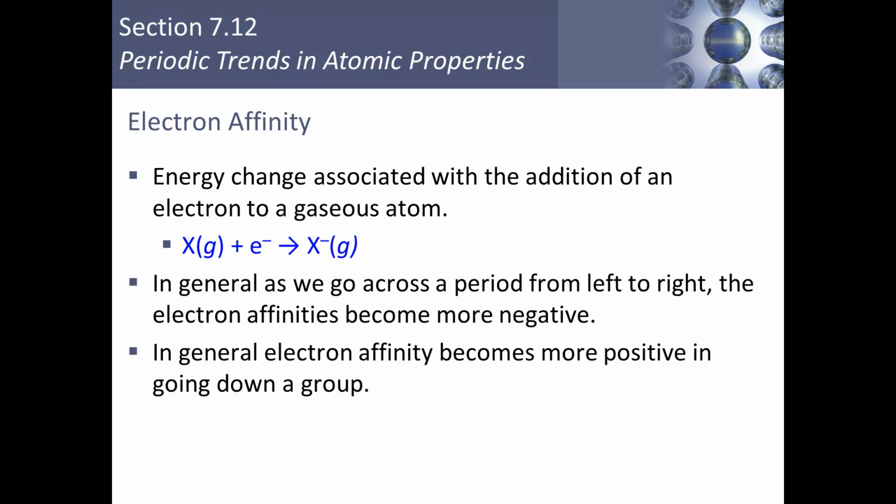If we take generic element X, its electron affinity is related to its ability to attract an electron and form anion X minus. In general, as we go across a period from left to right, the electron affinities become more negative. In general, electron affinity becomes more positive as we go down a group.